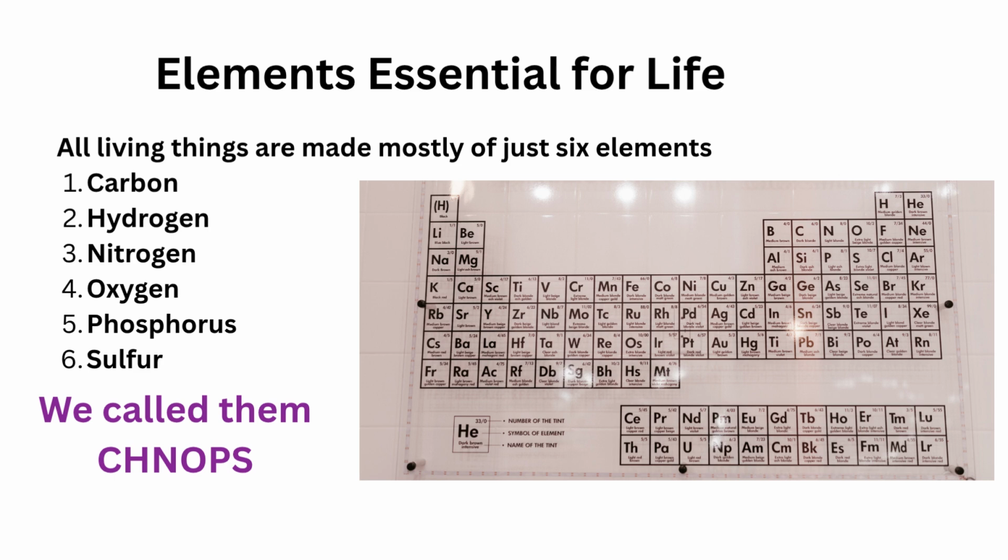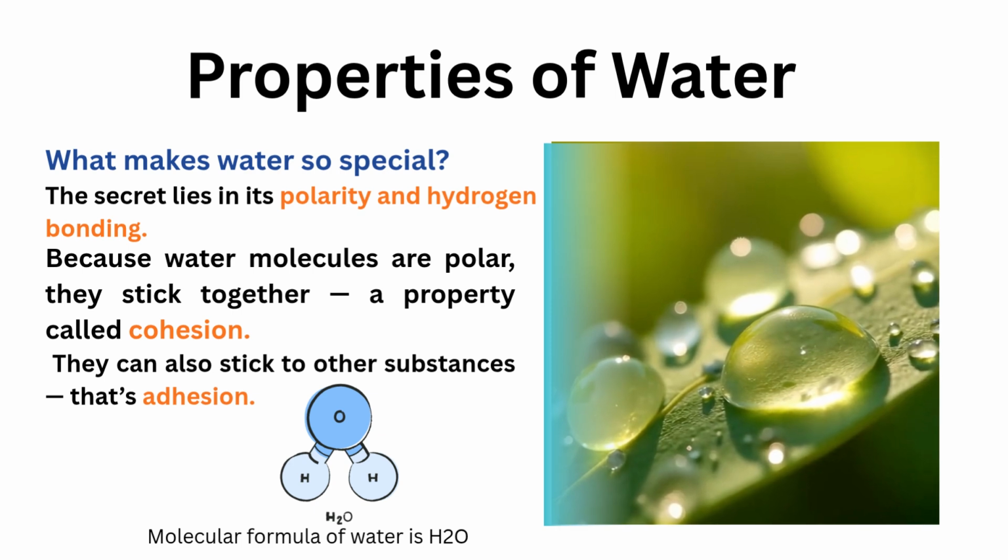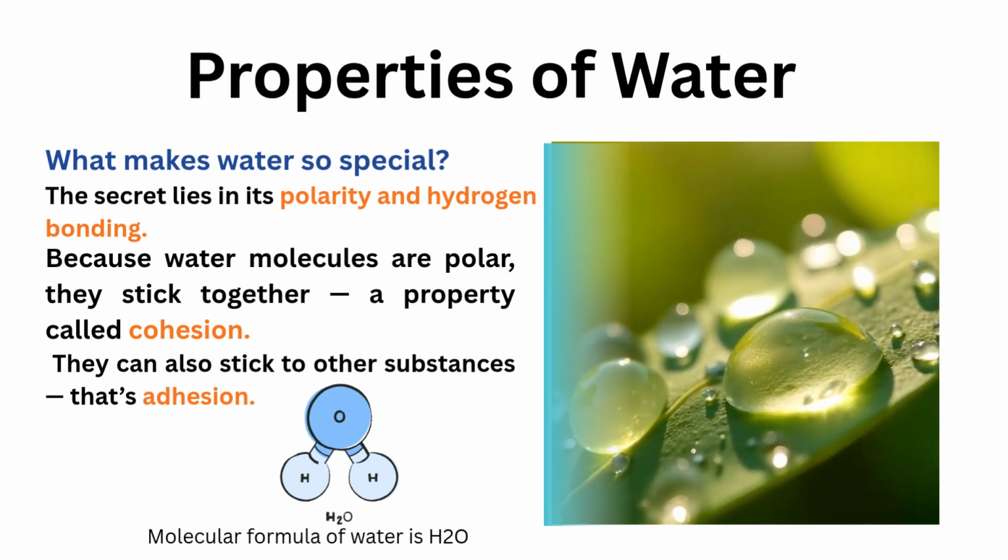Carbon, in particular, is unique because it can form up to 4 bonds, allowing it to build large and complex structures. In other words, carbon is the backbone of life. Visuals: CHNOPS periodic table highlights, molecules forming, DNA double helix.